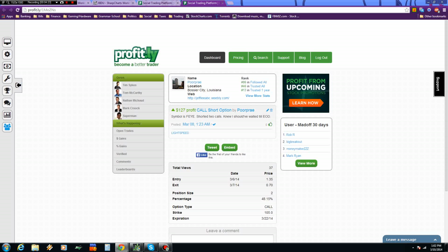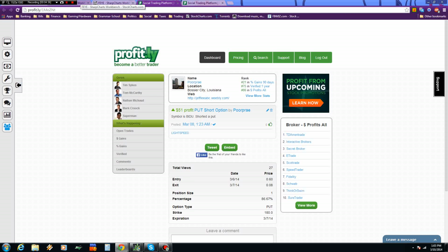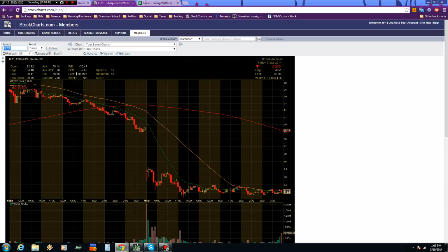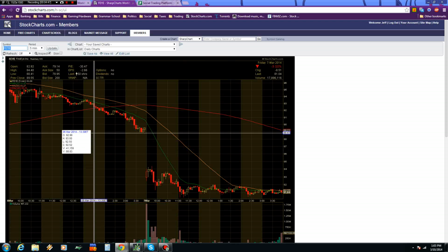They had an offering at $82, and so I'm not sure if I did it before or after that occurred, but let me bring up the chart real quick. All right, so FEYE, I shorted the call, meaning I'm bullish. Where'd it go? There it is, short the call on the 6th. So it was, yeah, okay. So this was definitely on the 6th.